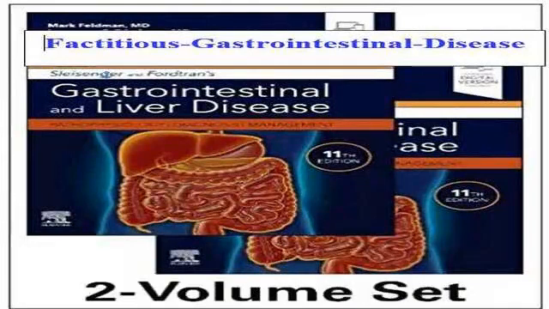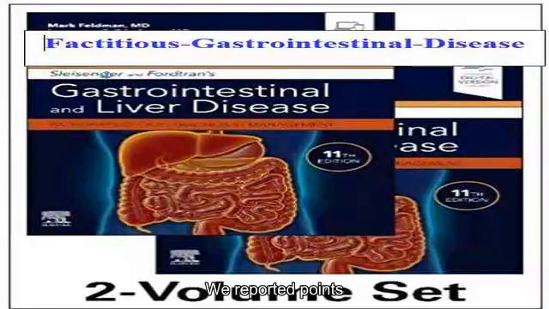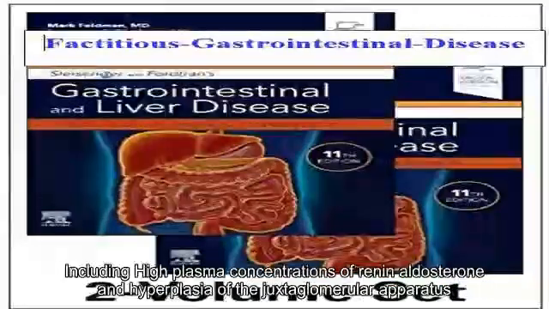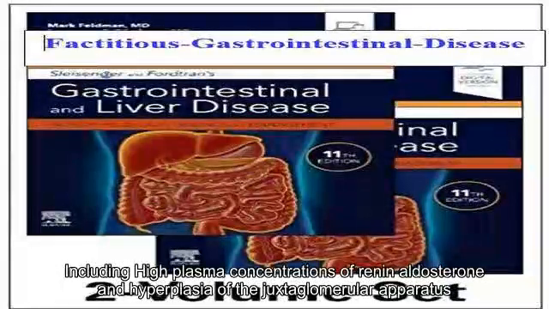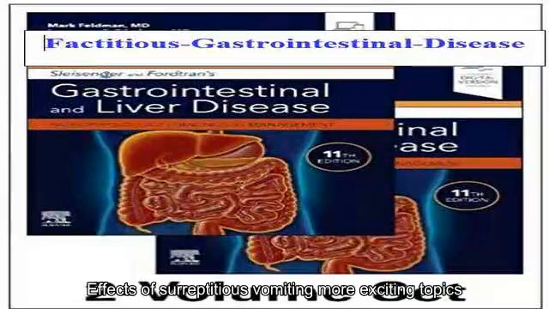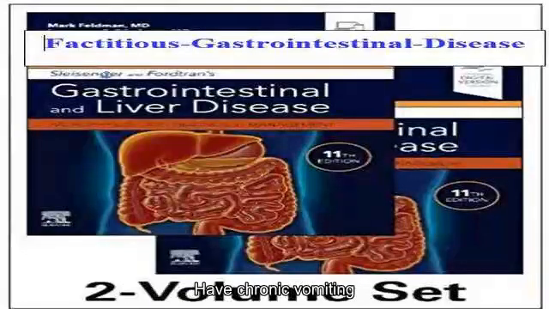In the 1960s, hypokalemia and hypochloremic alkalosis due to primary renal potassium wasting, Bartter syndrome, were reported. 62 Soon thereafter, it was shown that concealed vomiting or surreptitious thiazide ingestion could mimic almost all features of Bartter syndrome, including high plasma concentrations of renin and aldosterone and hyperplasia of the juxtaglomerular apparatus. 63-66 Suddenly, the metabolic effects of surreptitious vomiting were exciting topics at medical grand rounds, and this reawakened interest in other causes of chronic vomiting.